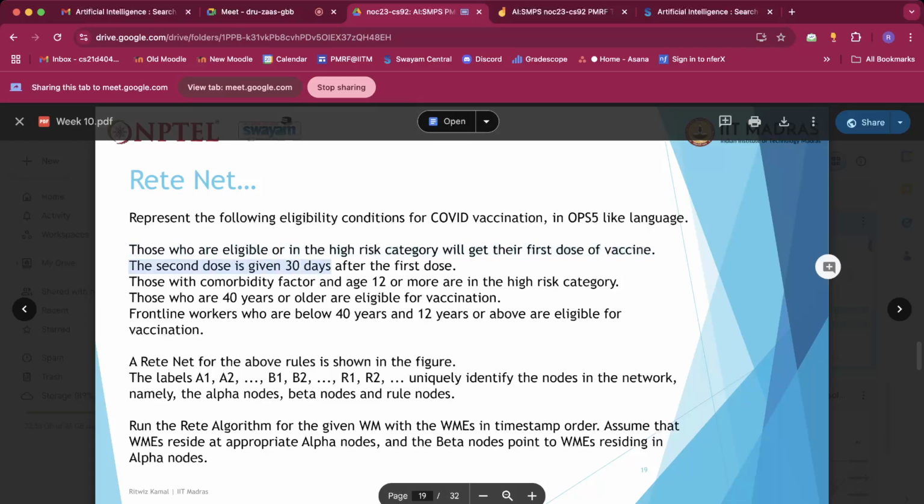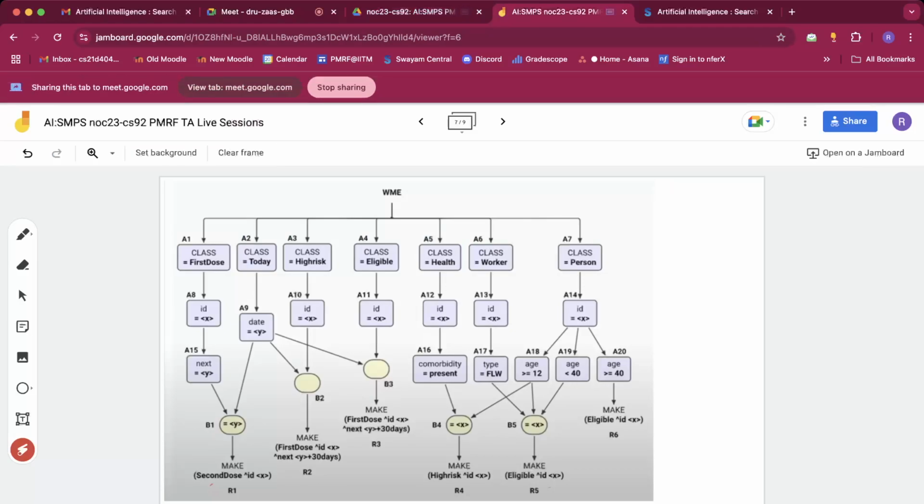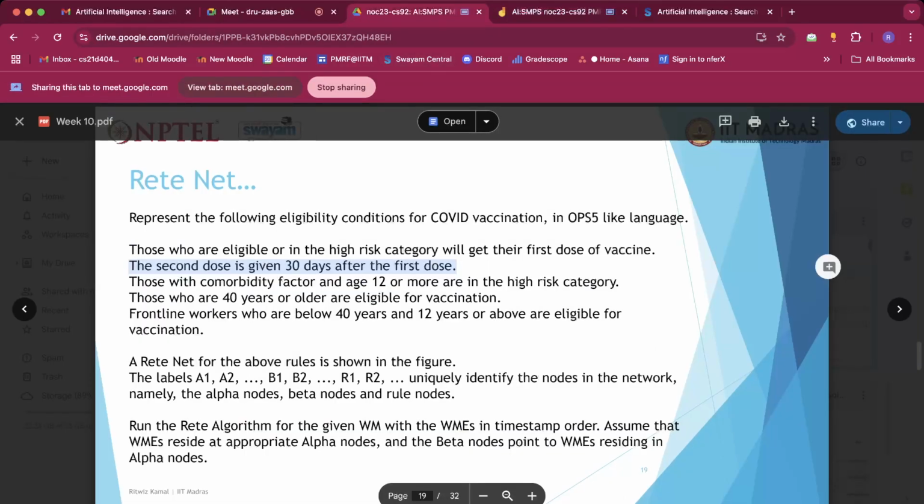The second dose is given 30 days after the first dose. Okay, so the second dose is given 30 days after the first dose, so that is represented by this part of the RetainNet. Let's go back and check again.